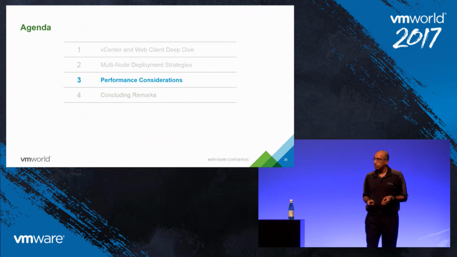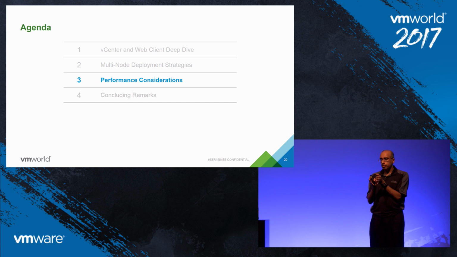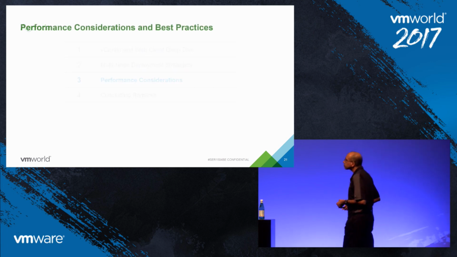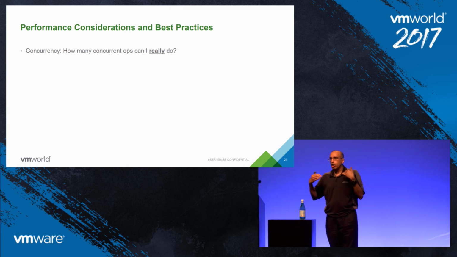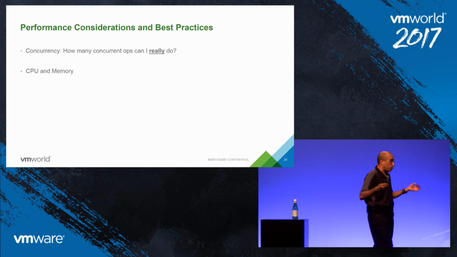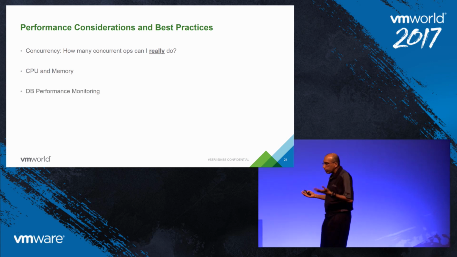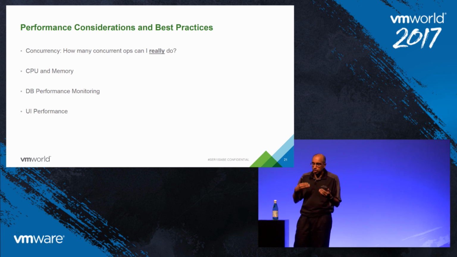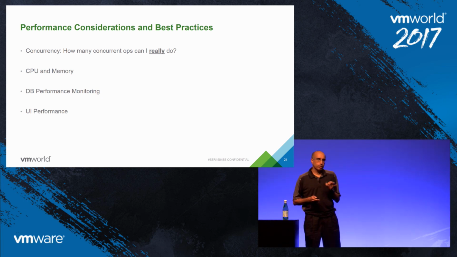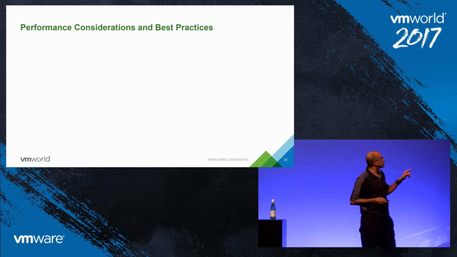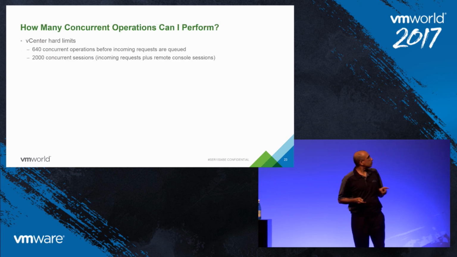Okay. So what we've done here is we've talked a bit about performance considerations in single node and multi-node. Now let's talk a bit more about that. So I'm going to talk about the 4 most common sorts of questions that I get. The first is, how many operations can I actually do? How do I monitor CPU and memory? How do I look at my database? And is there anything I can do to improve UI performance? So let's go ahead and start with concurrent operations.